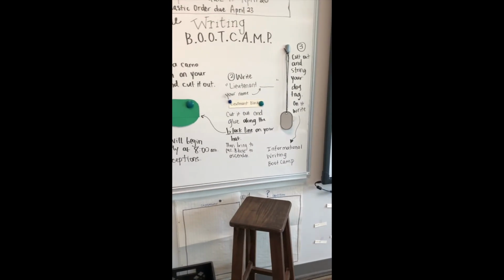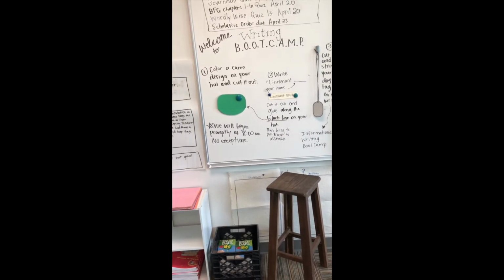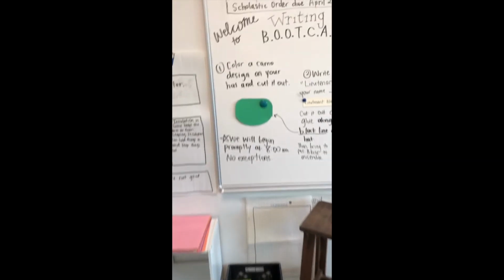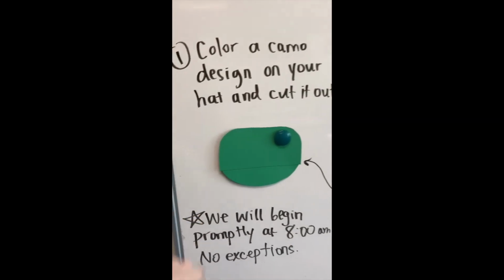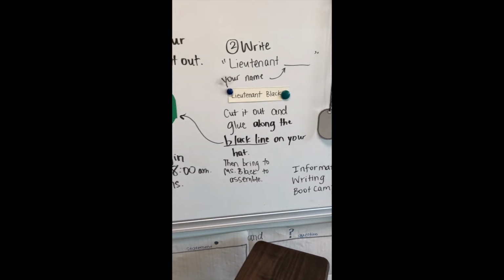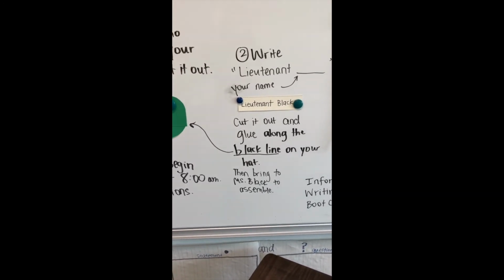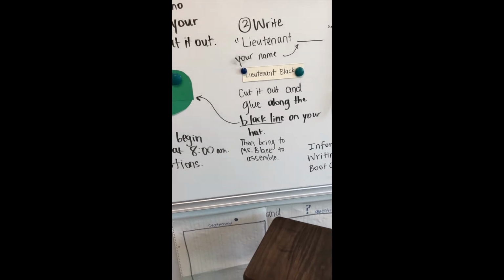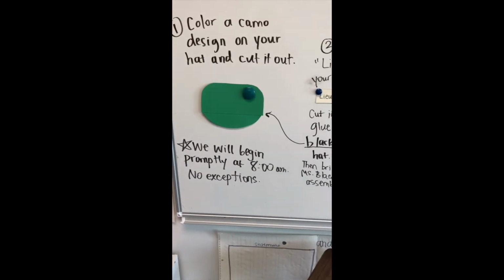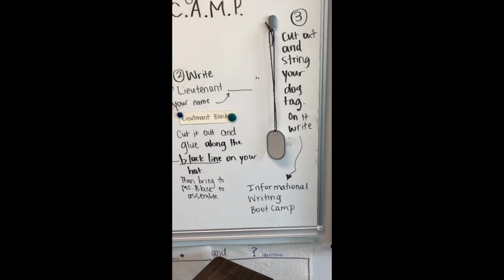So my students can come in at 7:30, but the late bell doesn't ring until 7:45, so I have to have some time for them to work on something. So I tell them to color a design on their hat and cut it out, to write their name, which I think I'm going to change it to cadet. I don't feel like they should be lieutenant. I think cadet's more the correct word. And then they'll glue it onto there. And then they'll do the dog tag, and I told them what I wanted to write on it.